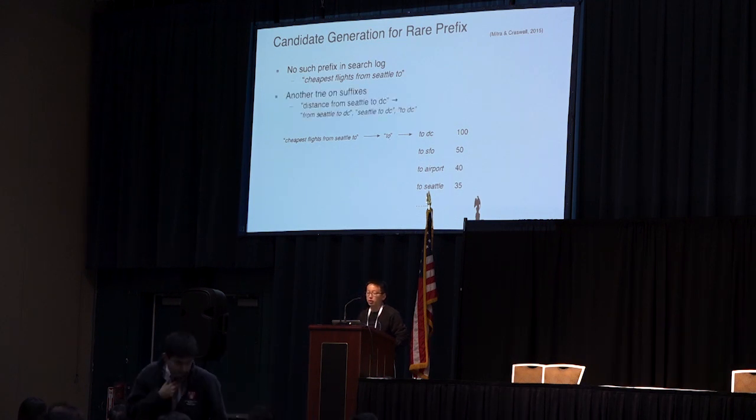So the idea is you can build another trie only on the suffix. This is an example of the query: distance from Seattle to DC. The suffixes are: from Seattle to DC, Seattle to DC, and to DC. So this trie only focuses on the suffix. When there is no prefix matching, then you can use the suffix trie to do the completion.